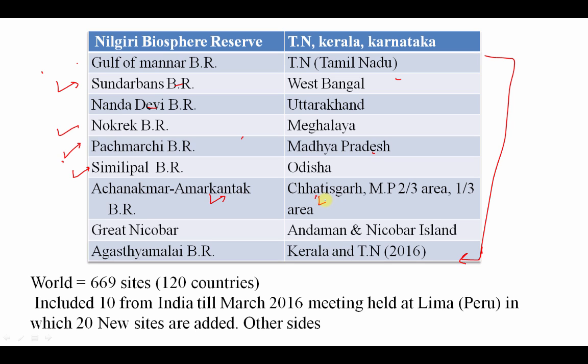This area is in both the states Chhattisgarh and MP. Chhattisgarh covers 2/3 of the area and MP covers 1/3. Okay, then Great Nicobar, as the name tells you, is in the Andaman and Nicobar Islands. And the last is Agastya Malai Biosphere Reserve.